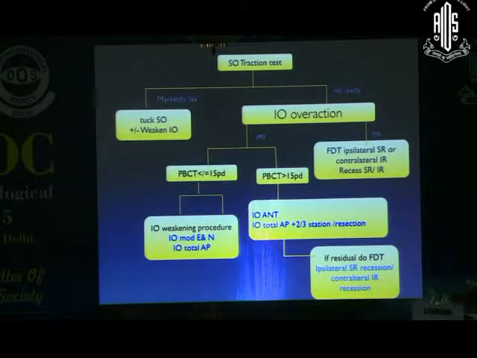If there is no laxity, you check for IO overaction. If there is IO overaction, you look at the primary gaze PBCT values. If it is less than 15, you can go for a modified ENN and total AP depending on the PBCT value. If it is more than 15, always do a stretch procedure first. You can go for a more weakening procedure like ANT or total AP plus 2, plus 3 station. That means that you are just doing a total anterior position, but you are positioning it 1 or 2 mm ahead of the inferior rectus.